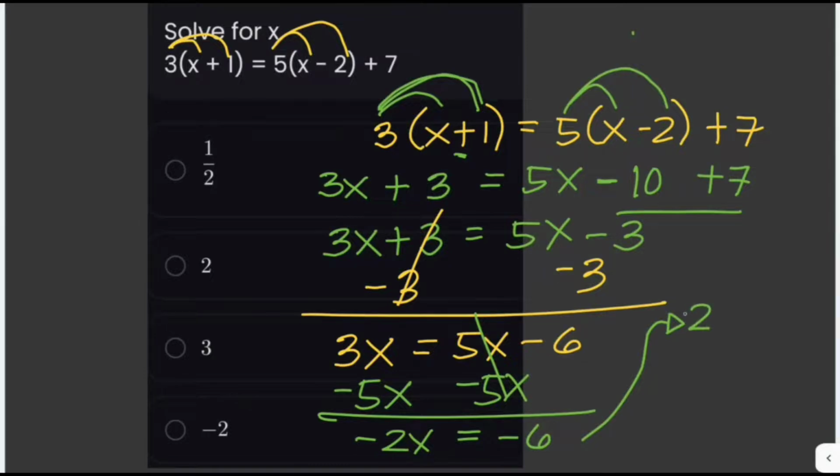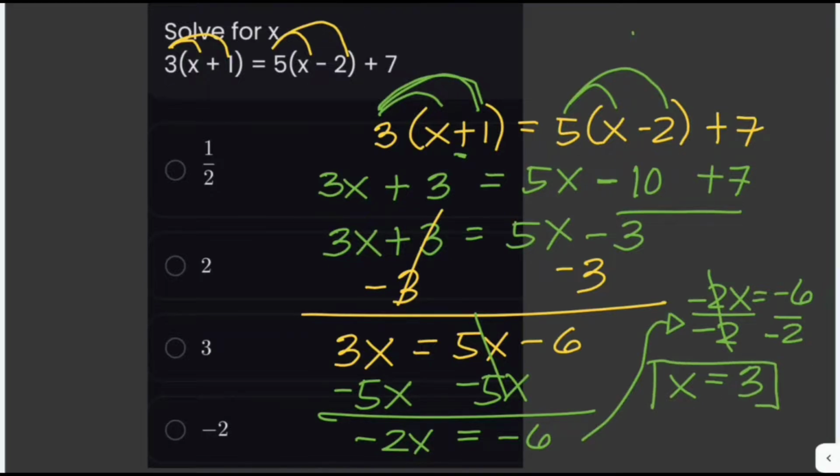Okay, then we have negative 2x equals negative 6. We divide both sides by negative 2. Then x is just equal to 3. Negative 6 over negative 2 is positive 3. So the answer is this one.